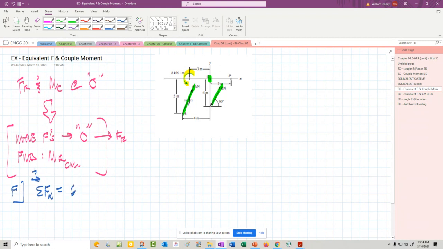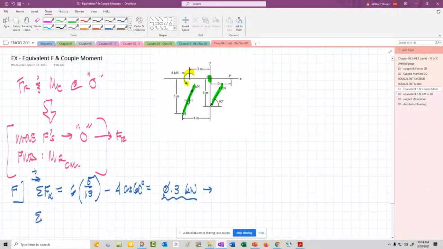I'm going to have 6. Its component horizontally is going to be 5 over 13, positive direction. The other force is minus 4, and that's at cosine 60. If I go through that, I get about 0.3 kilonewtons, so it's 300 newtons. Positive, so it's that way.